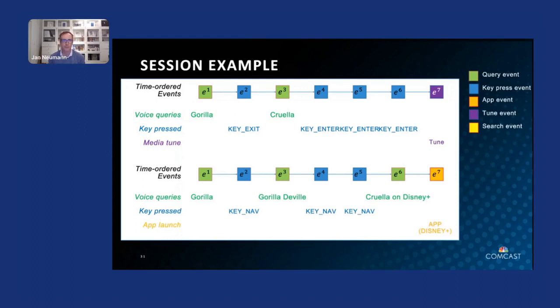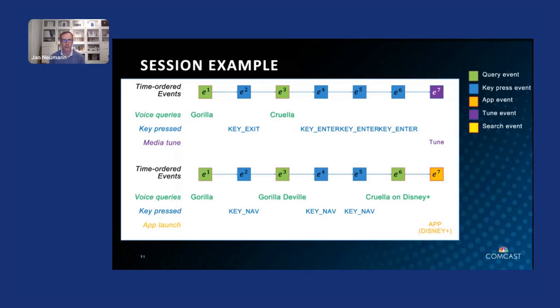Similarly, if you navigated after that and then said, what's a Gorilla Deville, and navigated again, and finally you were able to get to Cruella on Disney Plus, and said that again, we know that our previous recognitions were incorrect. And with the app launch within Disney Plus, we see that we were not linking to the correct show directly and were forcing you to go into the app and find it yourself, which is a negative outcome.